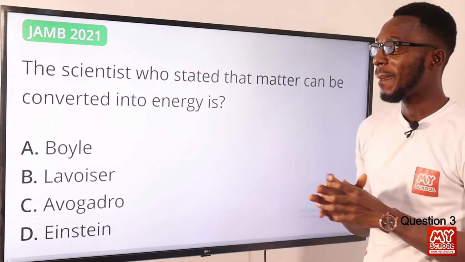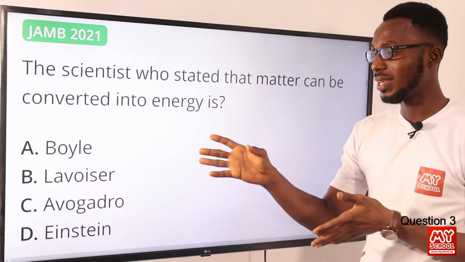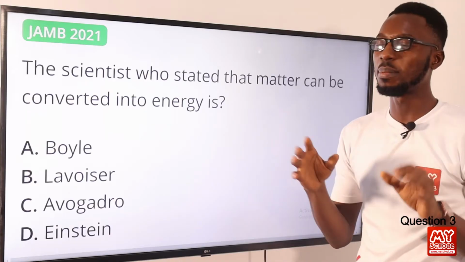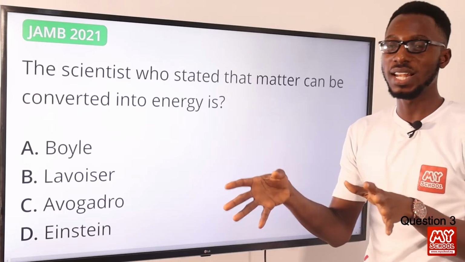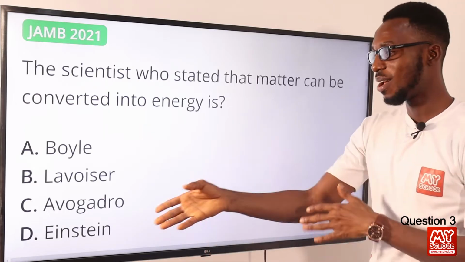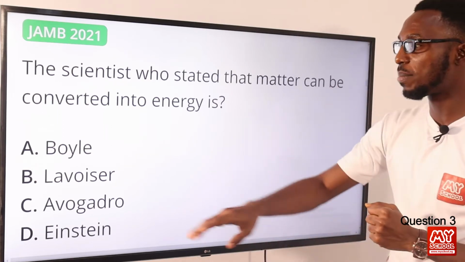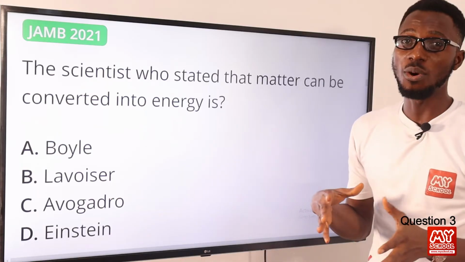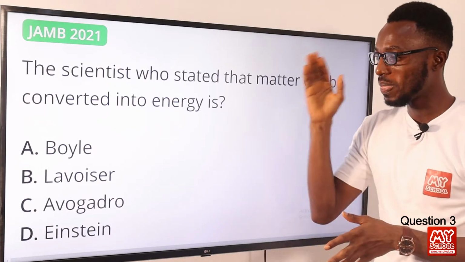Question 3. The scientist who stated that matter can be converted into energy is Albert Einstein. Okay, so you know, when you think about this very popular formula, E equals mc squared, all right, you are looking at mass-energy equivalence, the relationship between mass and energy. We'll give it to option D. Boyle's law, remember, pressure and volume, that relationship. Antoine Lavoisier, okay, we're talking about the major properties of oxygen. Avogadro's constant, remember that as well. So the correct option here is option D.